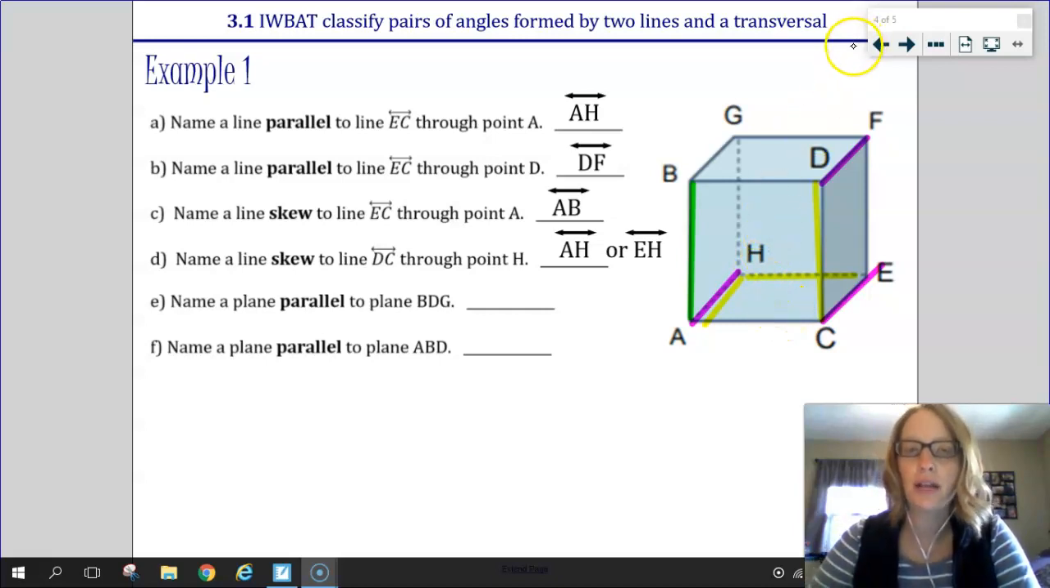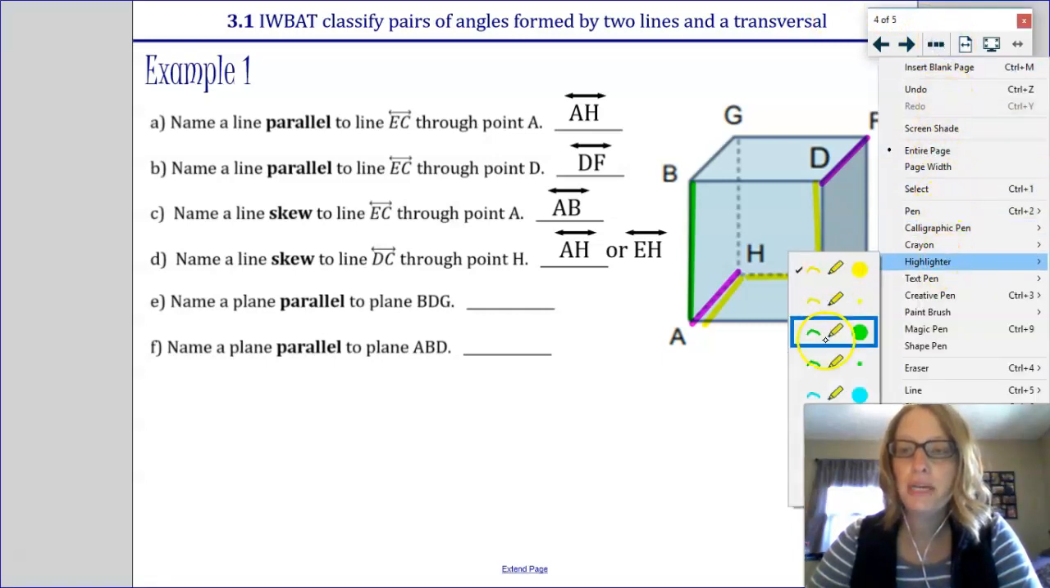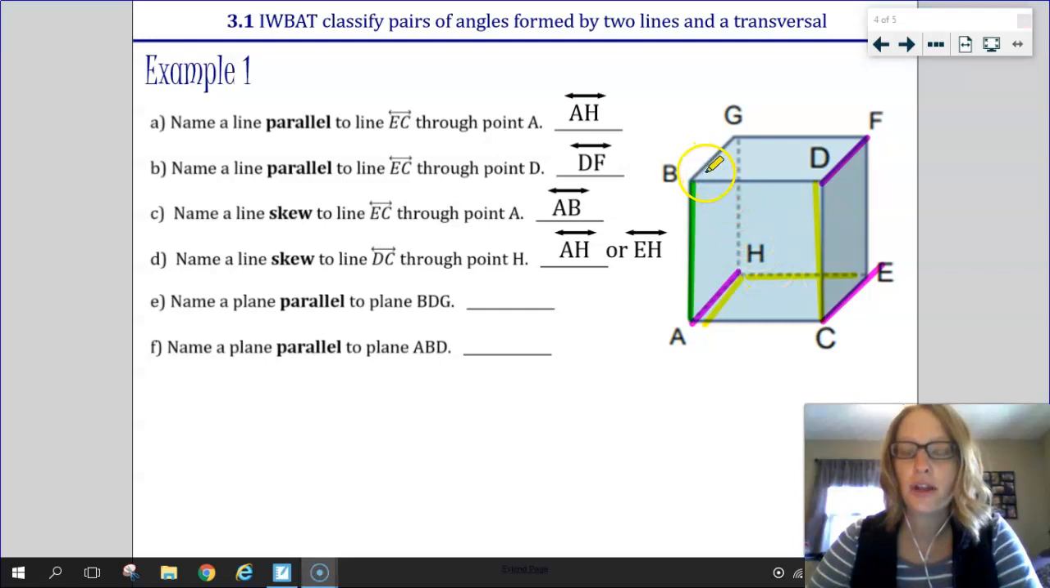First, I want to look at a plane that is parallel to BDG. BDG are 3 letters that are on the top part of the box. So BDG is in this top plane at the top of the box. A plane parallel to that would be the bottom of the box.